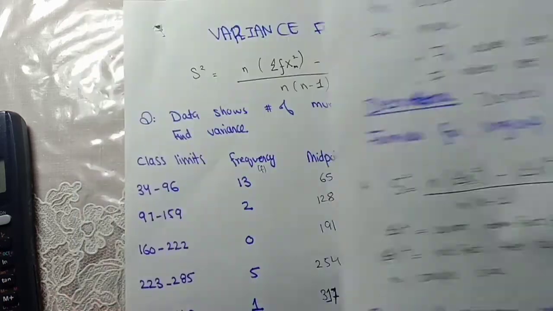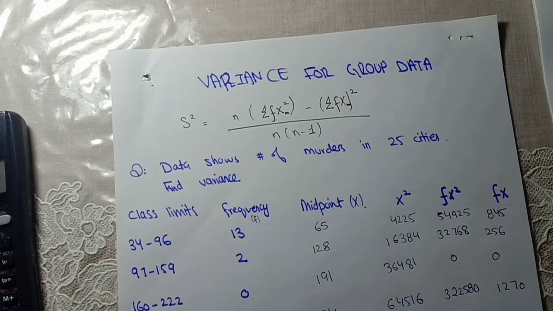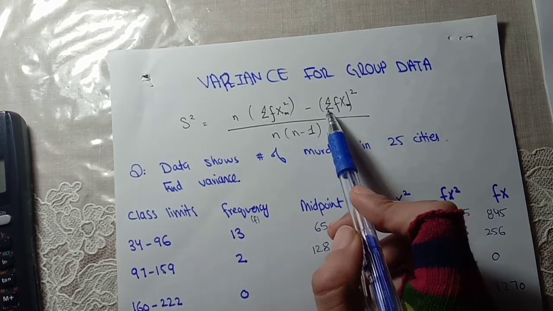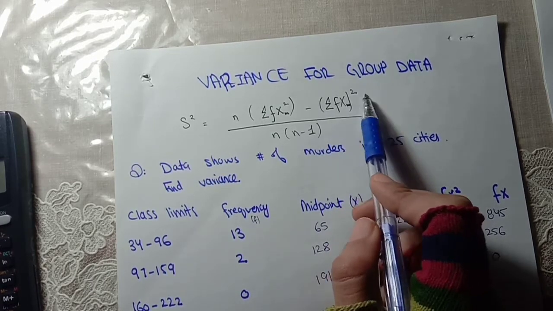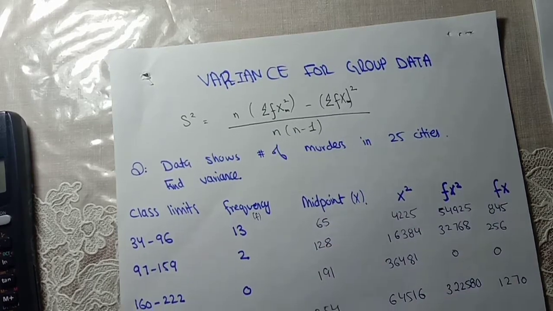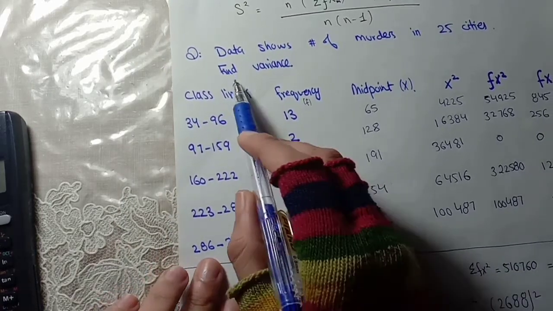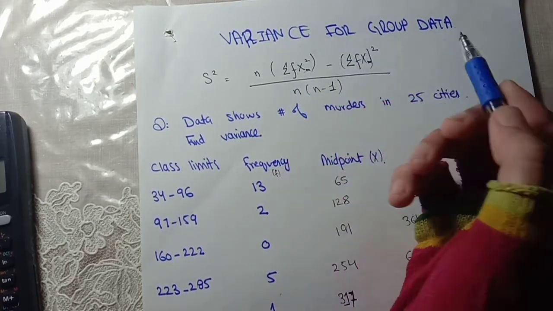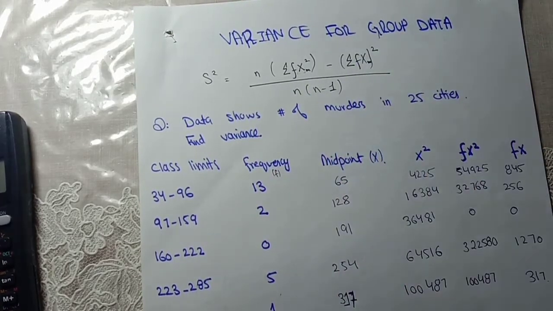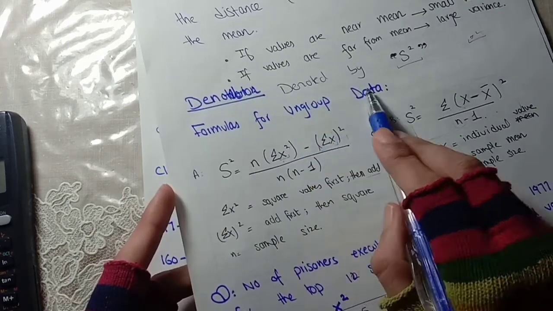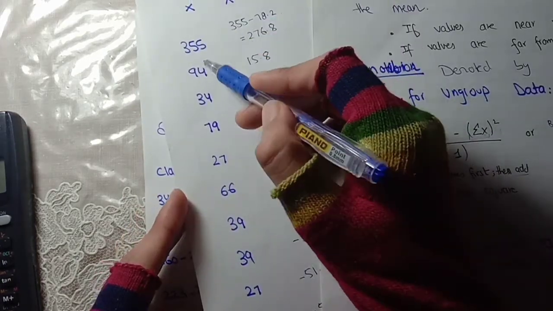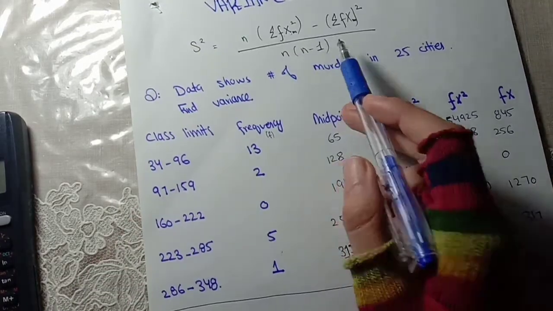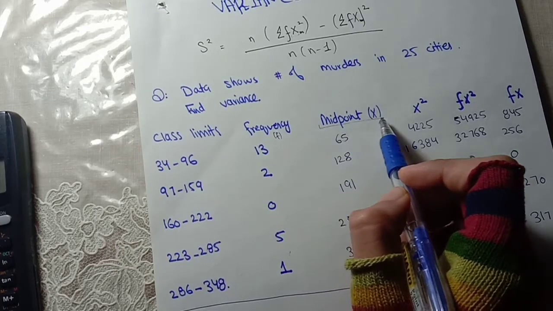Now we will discuss the group data. For the group data, the formula is n into summation fx square minus summation fx whole square, divided by n into n minus 1. Here is this data. You will be given only the class limits and frequency in group data. The x for the group data is different from x of the ungrouped data. In ungrouped data, x was the values we had, but in the group data we have to make another column to find x.